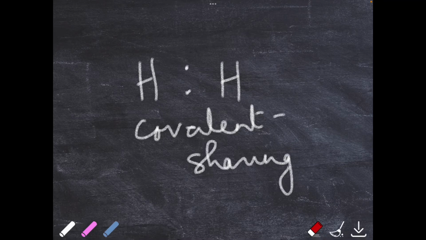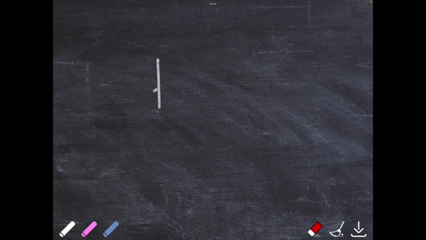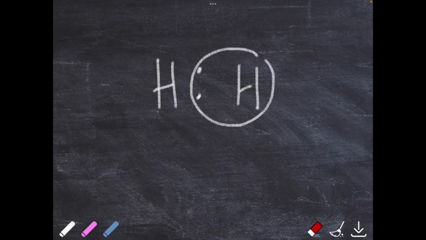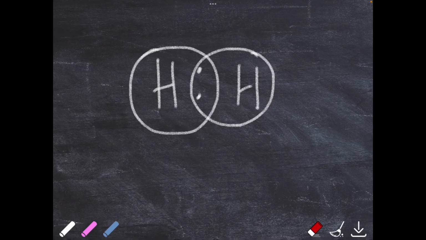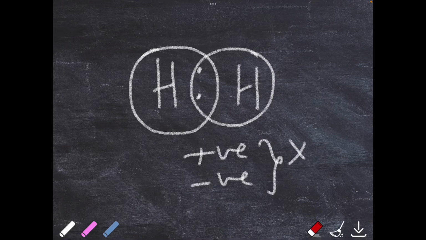So if we look at this molecule of hydrogen, this is a homoatomic molecule, and this electron pair is equally shared between both the hydrogen atoms. As a result, neither has a positive charge or a negative charge, as the electrons are equally shared between them.